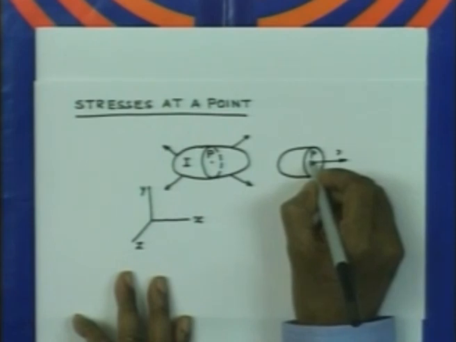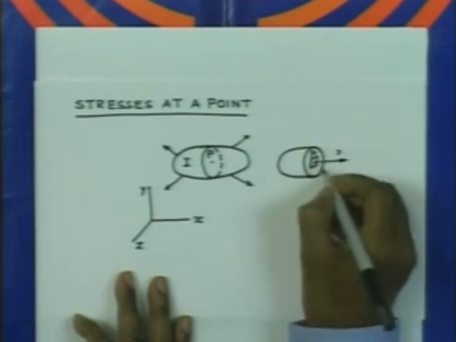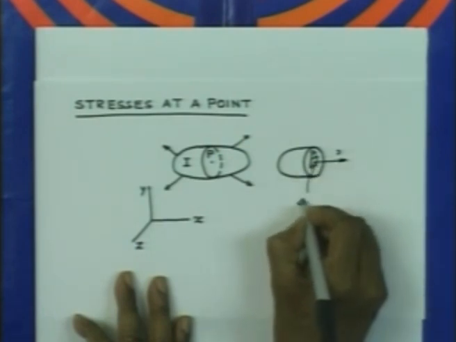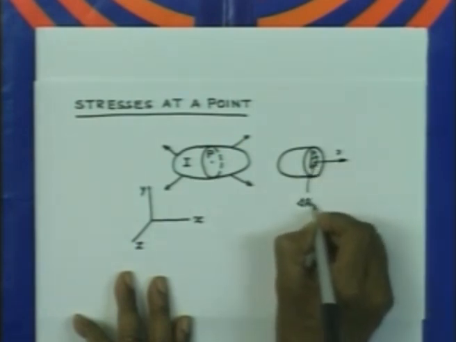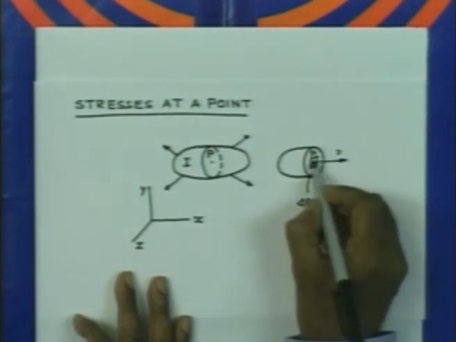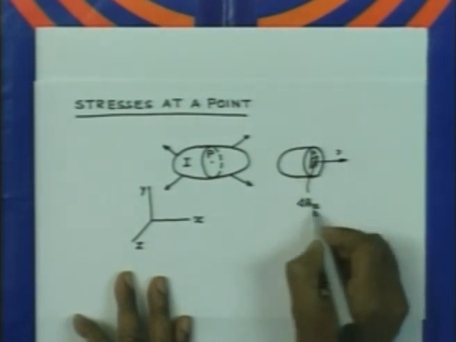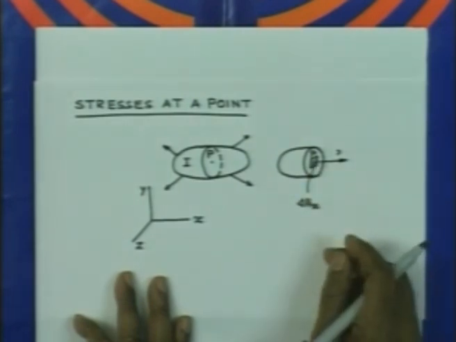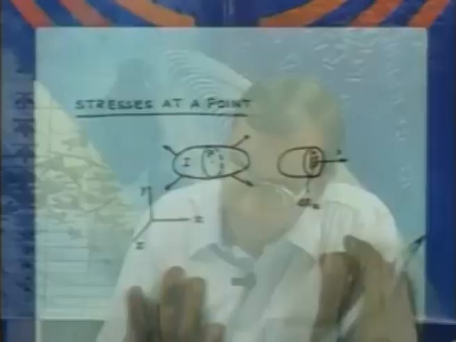And now, if we consider a very small area around this point, let us say that area is equal to delta Ax. Now, this area is delta A, but we give this suffix x to indicate that the outer normal to this area is directed in the positive x direction.